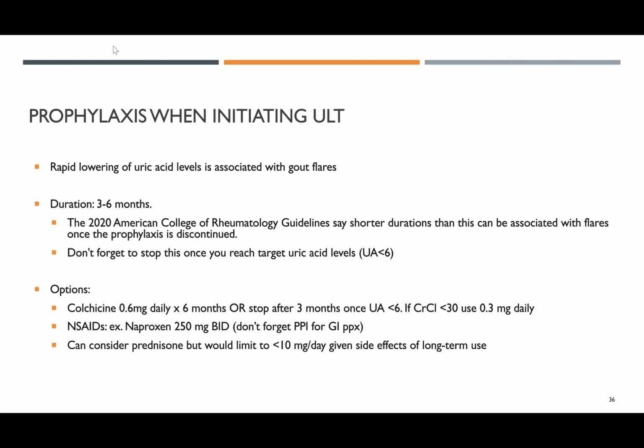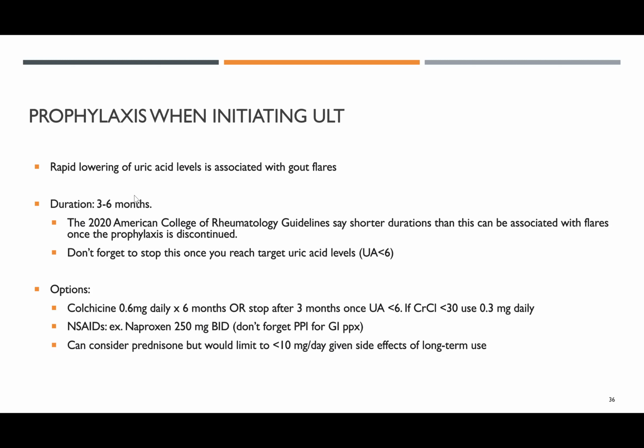And a word on prophylaxis. Whenever you're starting a urate-lowering therapy, you are at a higher risk of gout flares, usually for the first 3 to 6 months. So you'd want somebody to be on a prophylactic medication for that time, or you can check the uric acid and see that it's at goal, less than 6, after like 3 months, and then can stop the prophylaxis.